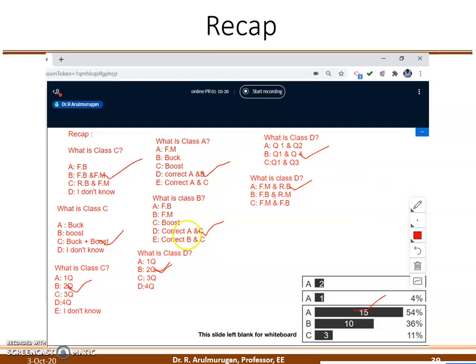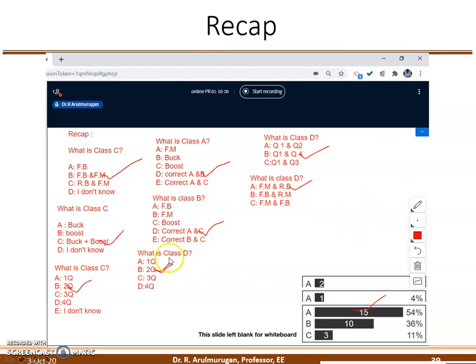Okay, and next one. What is class B? Class B means the second quadrant. This place is called class B, the second quadrant. In that second quadrant you will see forward braking and boost converter. This is the one correct answer. So A and C is a correct answer. Class B, how many quadrants? Only one quadrant.